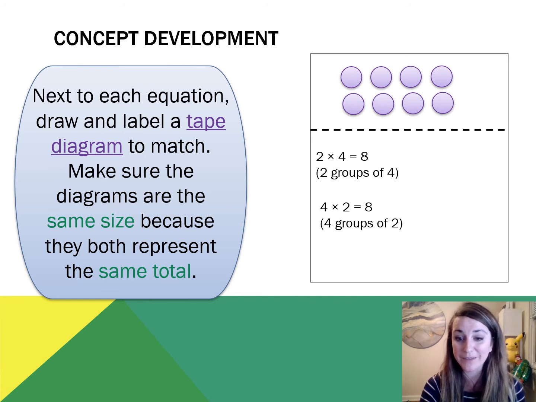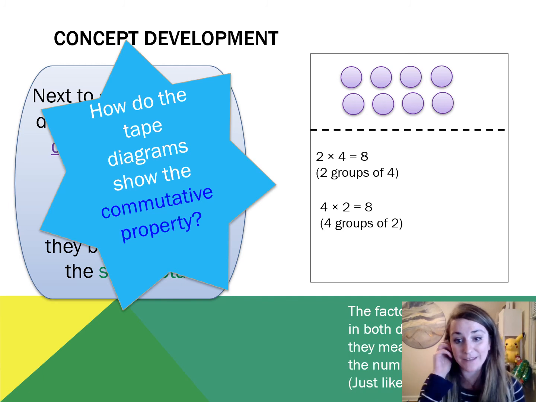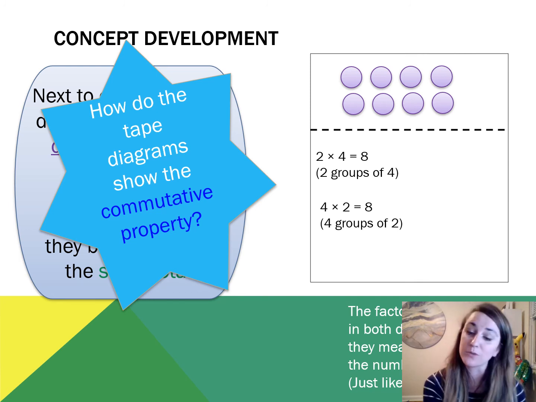2 times 4 is really saying 2 groups of 4. So I'm going to draw a tape diagram of 2 groups of 4 and a total of 8. 4 times 2 shows that there are 4 groups of 2. So I'll have 4 groups in that tape diagram and a total of 8 beneath. In this case, I will label 2 as the amount in each. How do the tape diagrams show the commutative property? The factors are the same in both diagrams, but what they mean changes, whether they are the groups or the amount in each. What they mean changes, but the number does not.